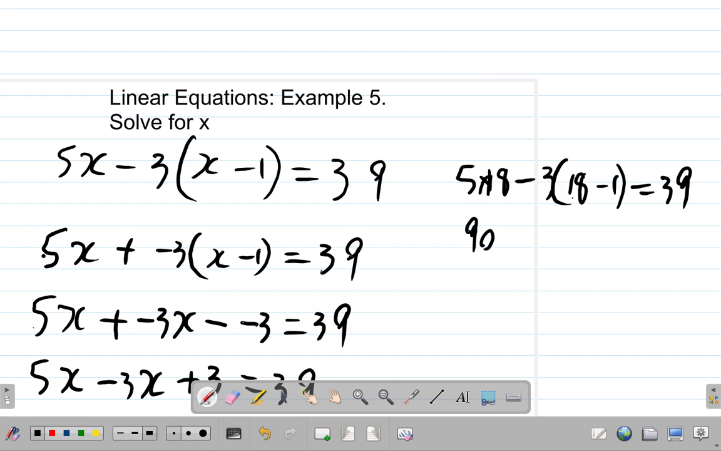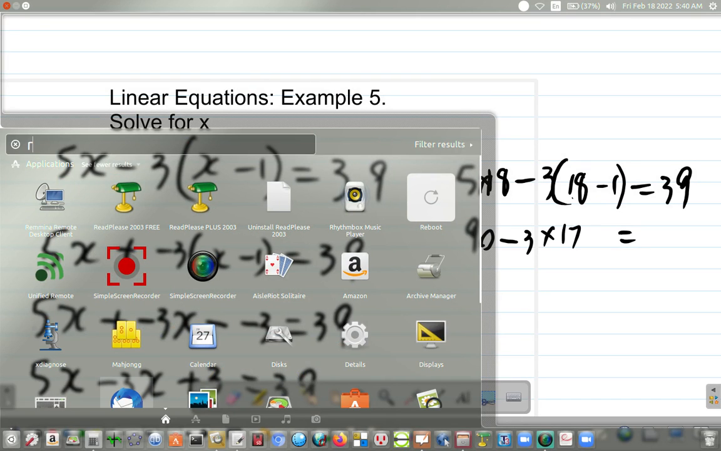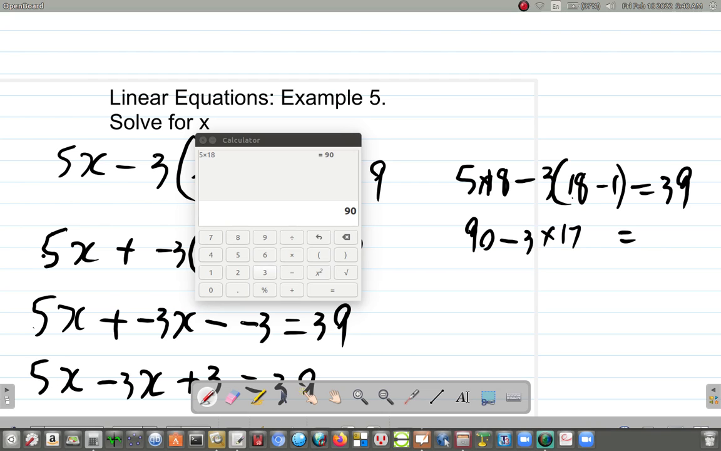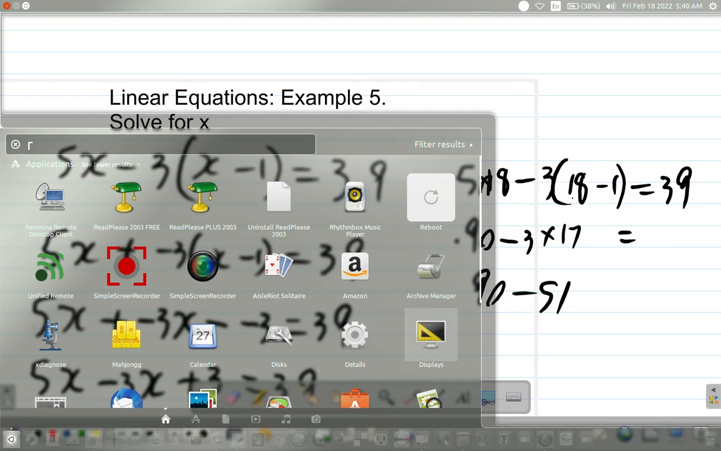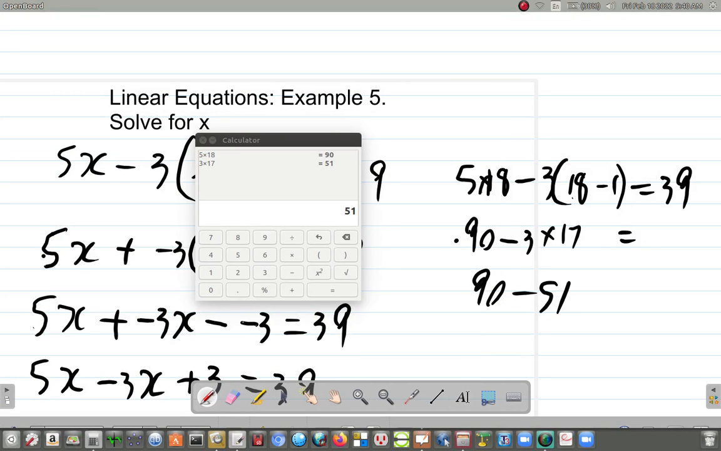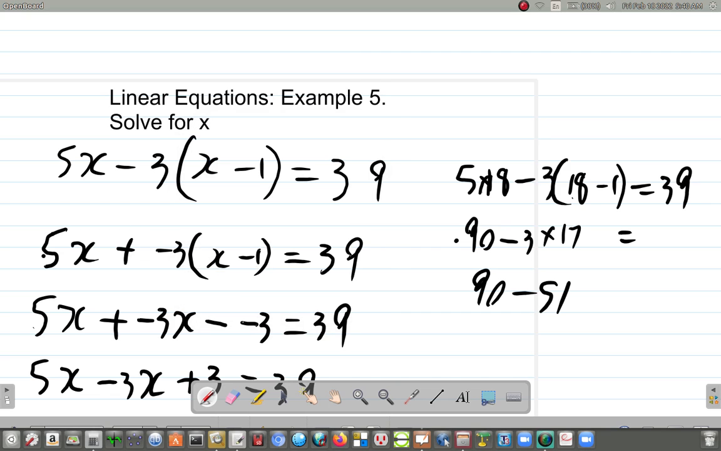So we have 90 minus 3 times 18 minus 1 is 17. Is that equal to 39? Let's see. So 3 times 17 gives us 51. So it's 90 minus 51. So what is 90 minus 51? 90 minus 51 is 39. Yeah, it's correct. Right?